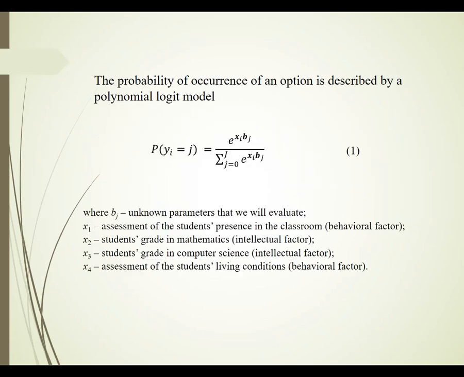The probability of occurrence of an option is described by a polynomial logistic model, where bj are unknown parameters that we will evaluate. x1, assessment of the student's presence in the classroom, behavioral factor. x2, student's grade in mathematics, intellectual factor. x3, student's grade in computer science, intellectual factor. x4, assessment of the student's living conditions, behavioral factor.